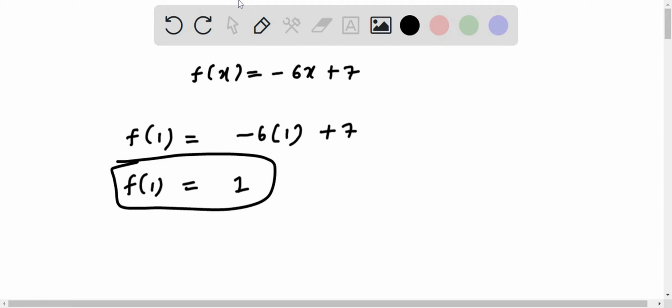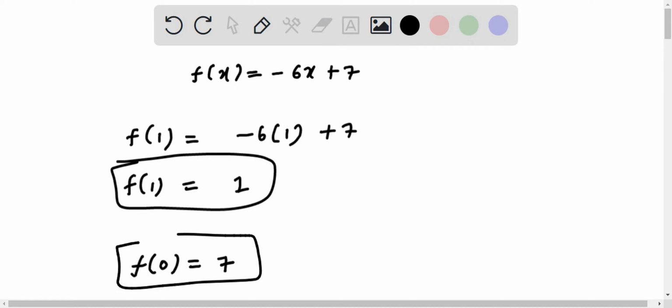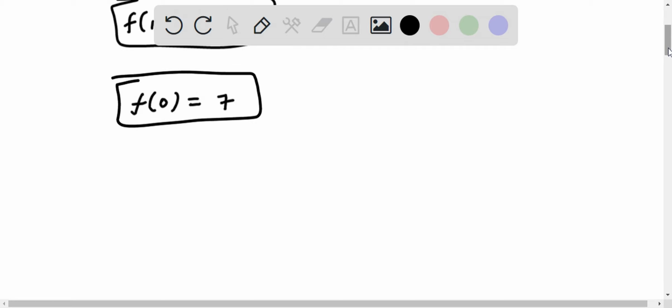Then and after that, f of 0. So f of 0 can be written as minus 6 into 0 plus 7. So f of 0 equals 7. Then and after that, f of minus 1. So f of minus 1 can be written as 6 plus 7. So that can be written as 13.